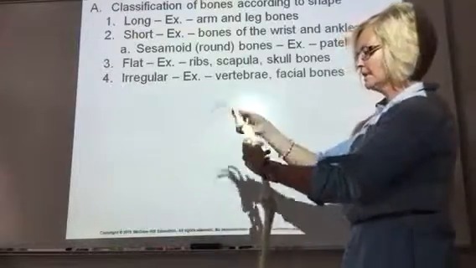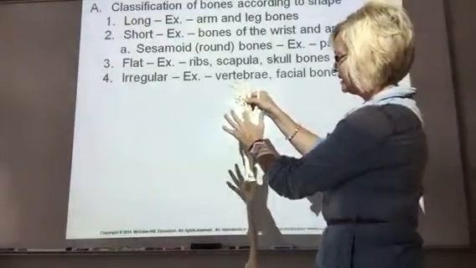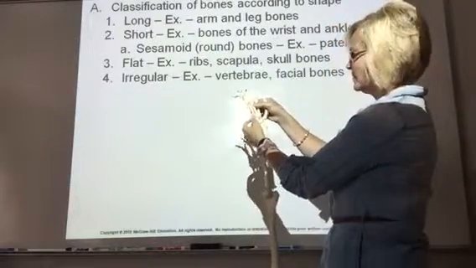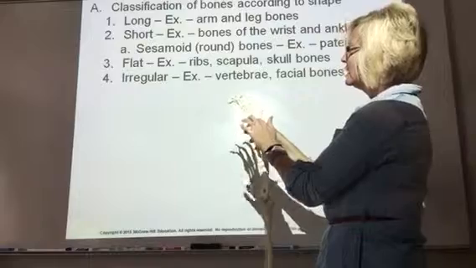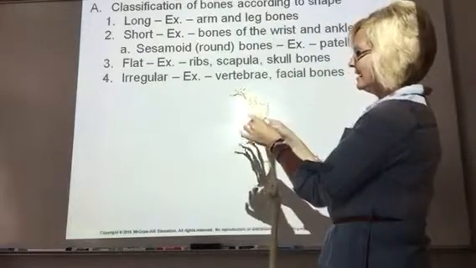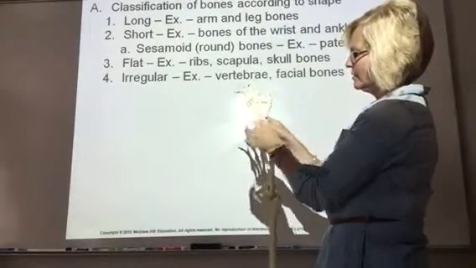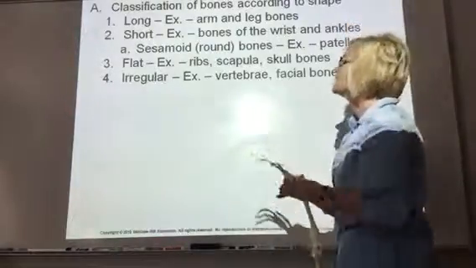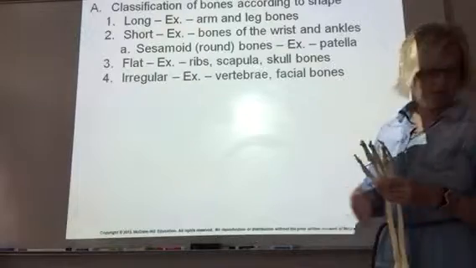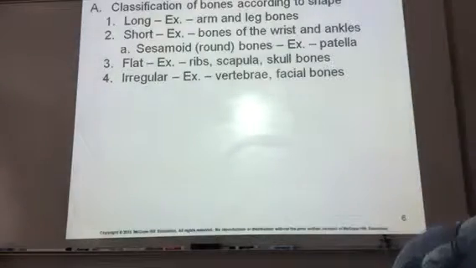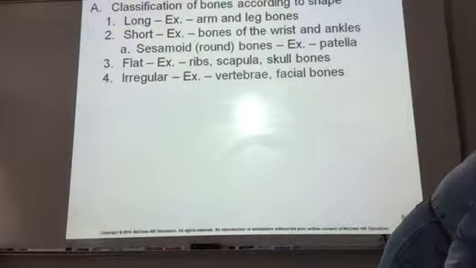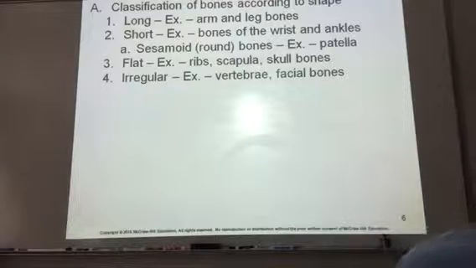Short bones, if you look in your wrist, there are a lot of little short bones. Your ankles are the same way. They are short, almost kind of square, a little bit rounded, not a specific shape, but they are very small bones. A sesamoid bone would specifically be your patella, which I don't know if I have one of those right now.